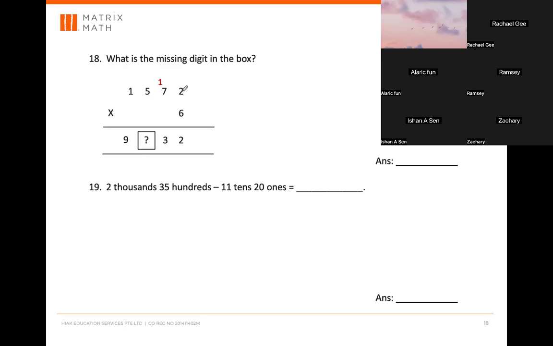For example, 2 times 6 will give you 12. That's why you put a 1 here. 7 times 6 gives you 42 plus 1 is 43. You put a 4 here. 5 times 6 gives you 30 plus 4 will be 34. So the number will be 4 here and 3 here. So 1 times 6 is 6 plus 3 is 9. So what is the missing digit? The missing digit here is 4. Okay. Next question 19.